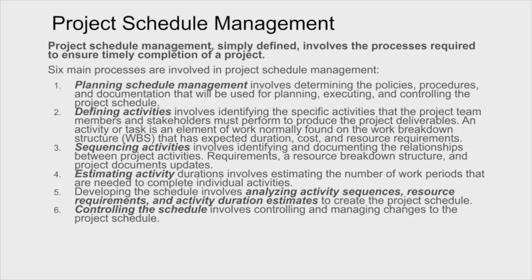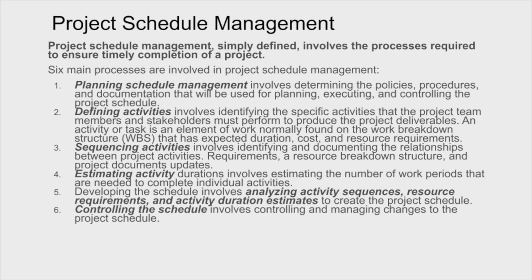An activity or a task is an element of work normally found on something called a work breakdown structure, and we've looked at that in the last unit. These activities have expected durations, expected costs, and expected resource requirements. We have to identify those for each activity. Third, sequencing activities involves identifying and documenting the relationships between project activities. So we need to think about what comes first, what comes second, what comes third. Requirements and resource breakdown structure and project document updates are all part and parcel of sequencing activities.